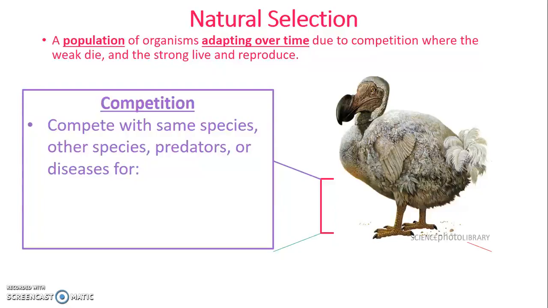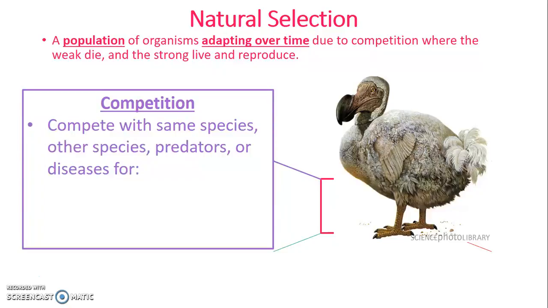And the dodo birds couldn't adapt. They were flightless. And so if there were animals that they started competing with, the dodo birds just couldn't compete. They had nowhere to go. They had nothing to protect themselves. And so they started dying. They were too weak. They couldn't live. And so they started dying and eventually became extinct because of this competition with other species.